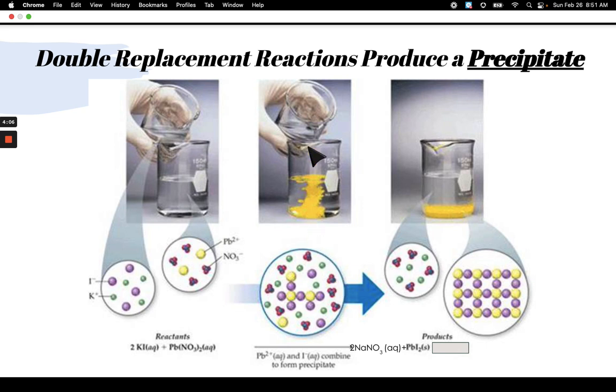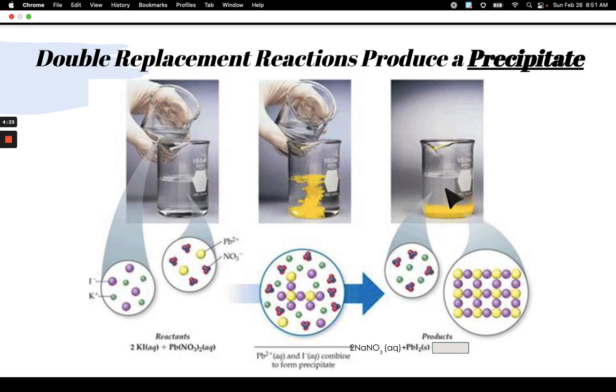And what happens when you put these together is that the lead and the iodide actually kind of like each other. They're very attracted to each other. So they form a solid precipitate. And that's what this yellow is. And you can see if you let it settle to the bottom, we could actually filter out that lead iodide.